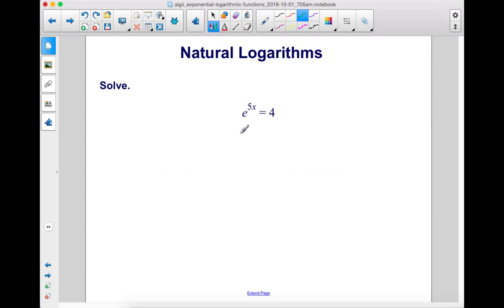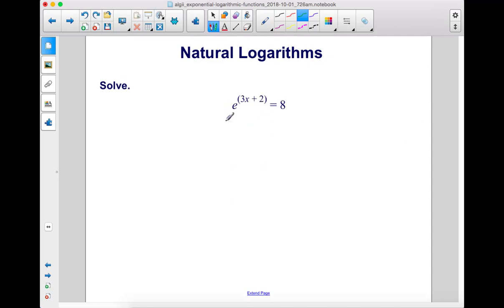Solve. e to the 5x equals 4. First, we take the natural log of both sides. The natural log and base e cancel out, leaving us with 5x on the left side, and we have the natural log of 4 on the right side. Then when you plug this in your calculator, we get x is approximately equal to 0.277.